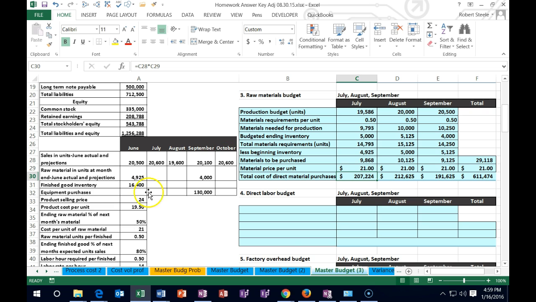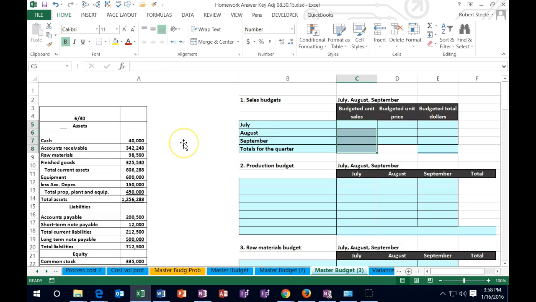And then we just multiply that unit times the unit price to give us how much it's actually going to cost for these units. Hello, in this lecture we're going to work on a master budget, and we're going to start off with the sales budget over here. We're going to have our information on the left-hand side, and then we're going to enter that information into the blue area over here.